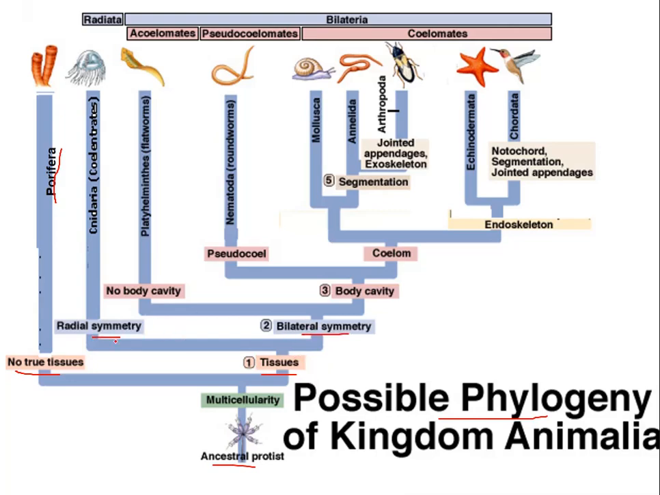Some have radial body symmetry and some have bilateral symmetry. The one that has radial symmetry is Cnidaria. Example here, jellyfish. Jellyfish is classified under Cnidaria. So Cnidaria have tissue and radial body symmetry. This is how to understand the phylogeny.